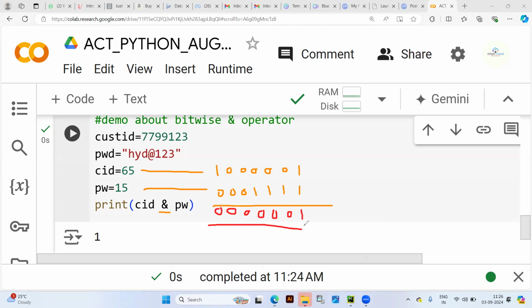Now this is the equivalent value for this one. ఇలా లోపల ఎన్క్రిప్షన్ అవుతుంది డేటా.